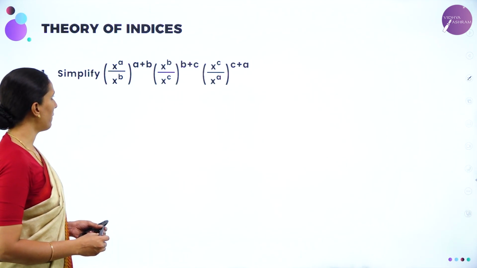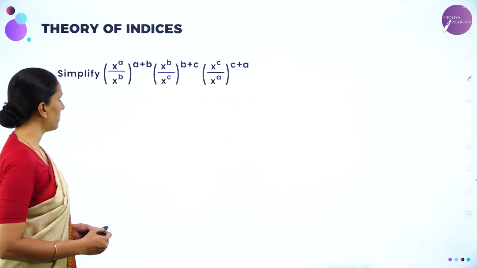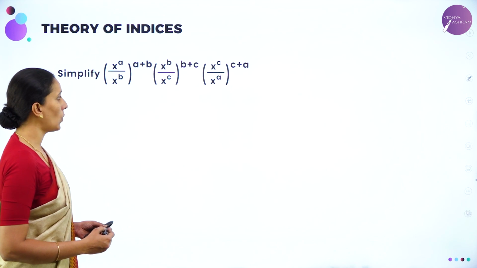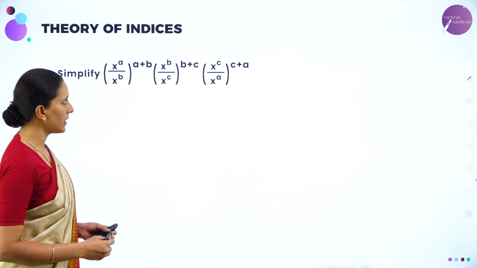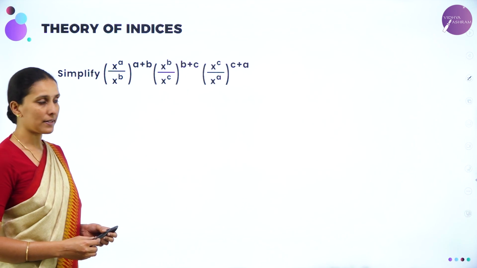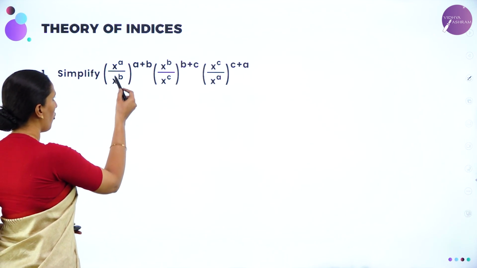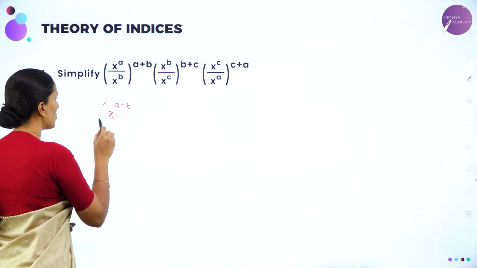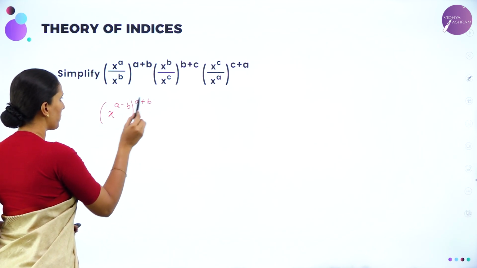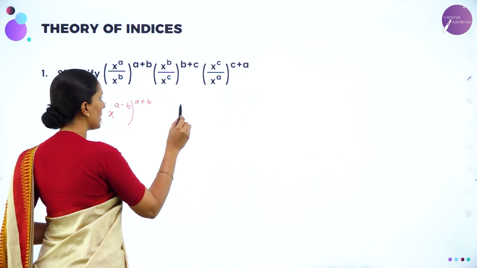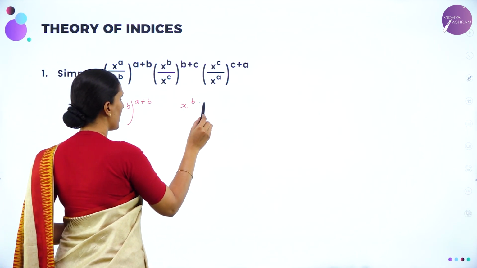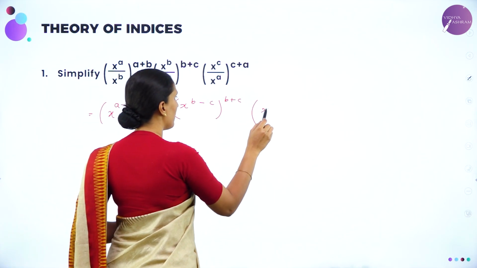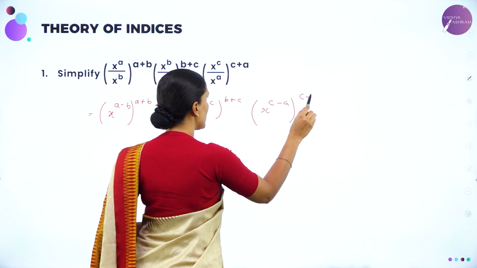Simplify x power a divided by x to the power b whole to the power a plus b into x to the power b by x to the power c whole to the power b plus c, x to the power c by x to the power a whole to the power c plus a. Now, using the second law of exponent, we can write this in the form of x power a minus b, and also we have whole to the power a plus b. Now, this again using the second law, x power b minus c whole to the power b plus c. Again this x power c minus a whole to the power c plus a.